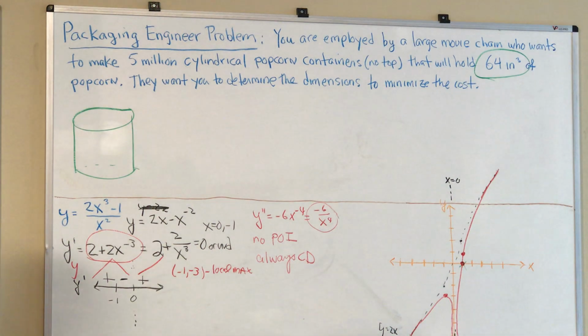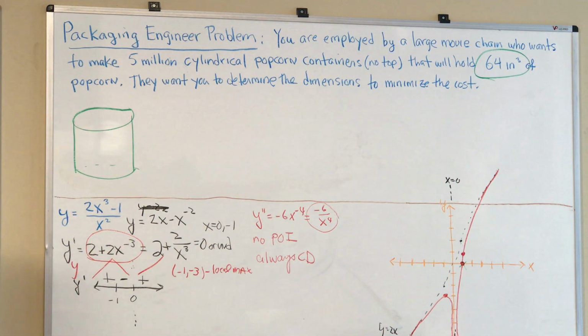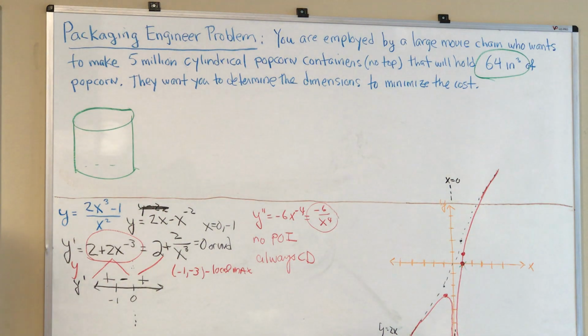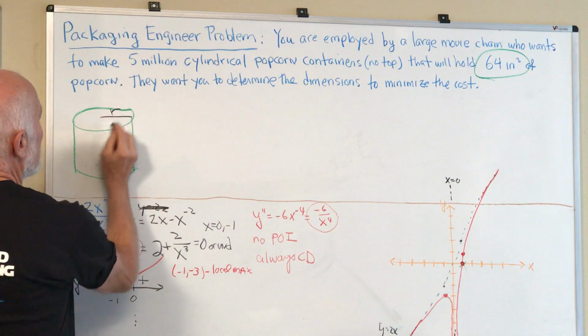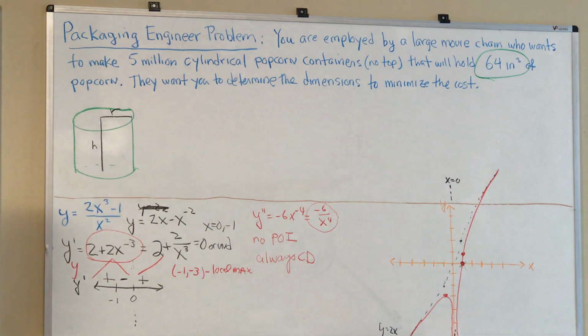And they're not going to need a top on them because they're just going to sell them to you with popcorn in them and no top so you can reach into it. Well, we get to make the dimensions, and because there are 5 million of these containers, we want to minimize the cost of all this packaging material. So what we're going to do first is put in the dimensions. This is the radius and this is the height.